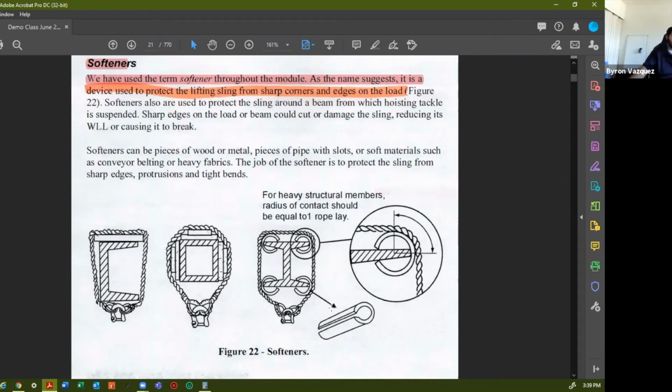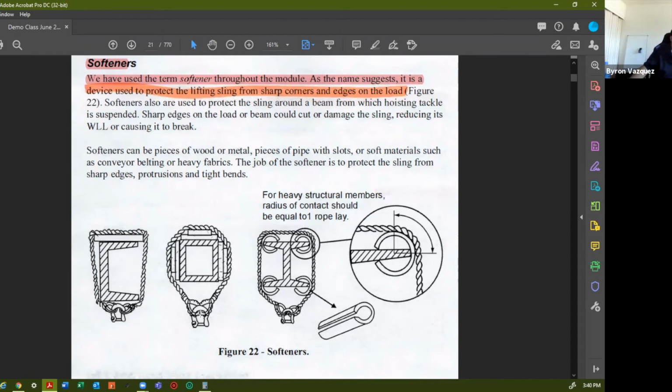It never should, but if it does, you're going to want to use blocking and softeners to protect that. These are examples of blocking and softeners. What they've done is cut a piece of pipe and put it around the flange of this I-beam right here. If they're rigging something, you're not damaging your lifting device because it is not up against any sharp corners. As you can see, it's rounded off.